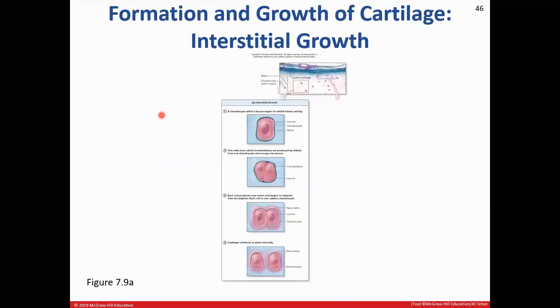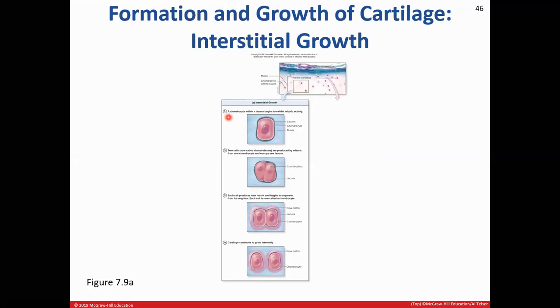So here we look at interstitial growth. And again, I know these graphics may be hard to read, so again, make sure that you look at your book. But this graphic really just goes through the phases. So you see here that a chondrocyte within the lacuna begins to exhibit mitotic activity. So basically, we are going through the process of dividing these cartilage cells. So the two cells now called chondroblasts are produced by mitosis from one individual chondrocyte, and they do occupy one particular location within that lacuna.